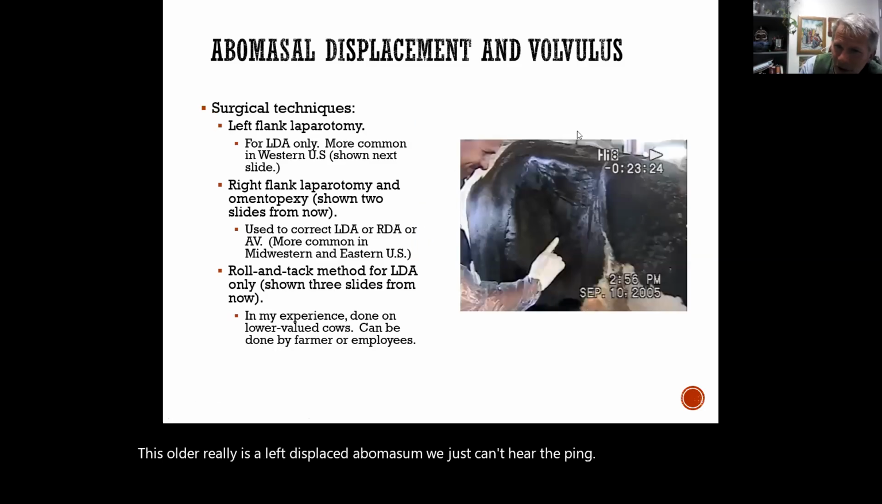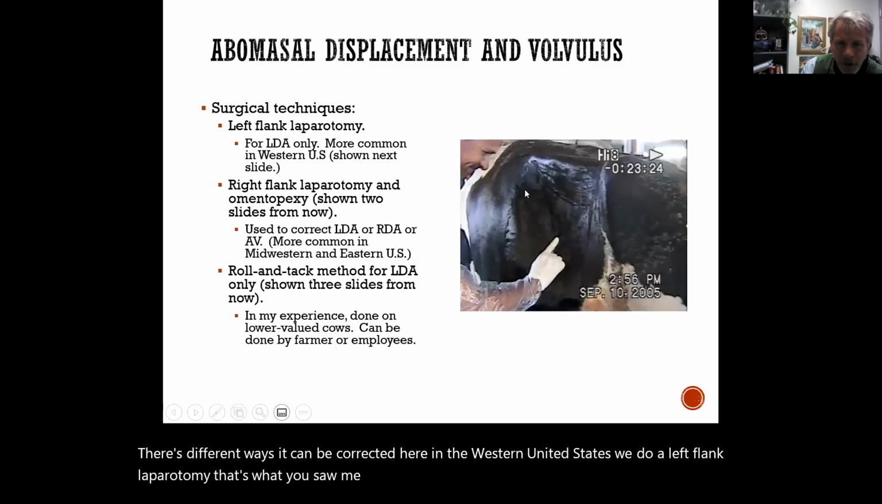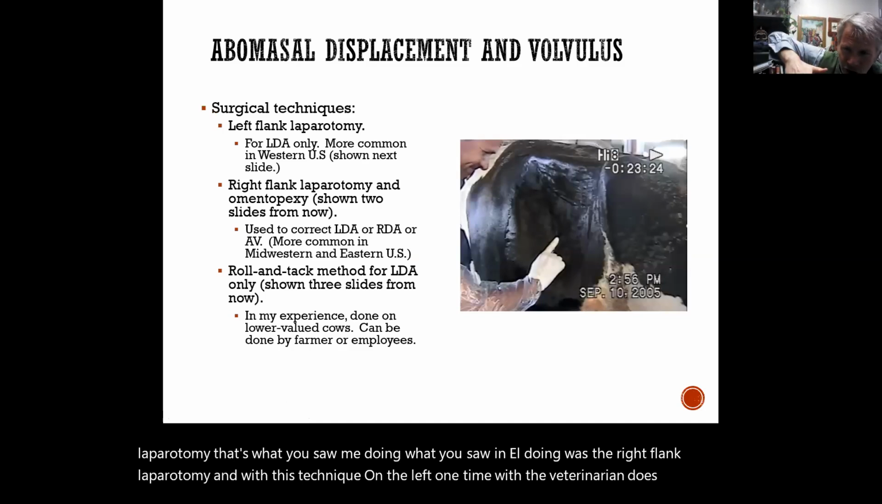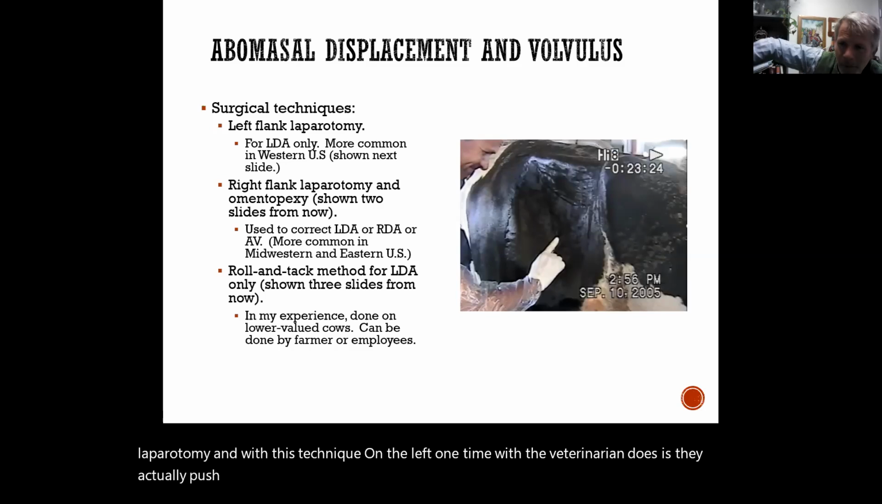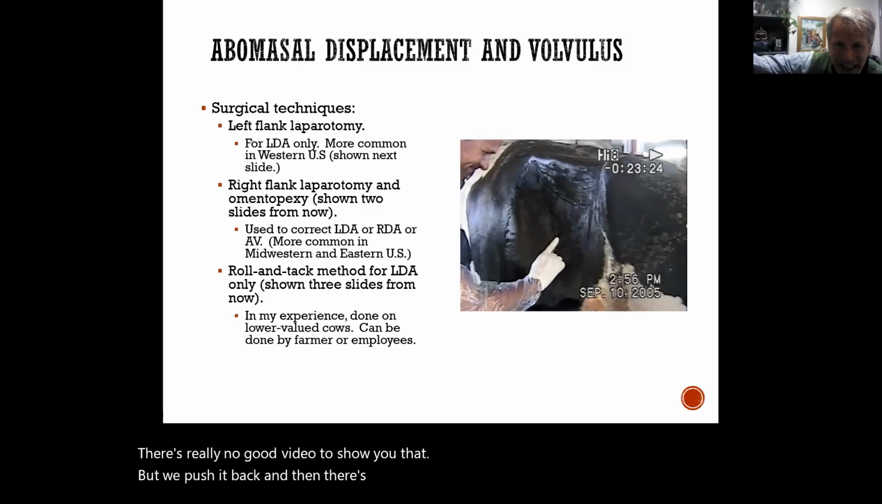There's different ways it can be corrected. Here in the Western United States, we do a left flank laparotomy. That's what you saw me doing. What you saw Nell doing was the right flank laparotomy. And with this technique on the left, what the veterinarian does is they actually push the abomasum back onto the right side underneath. There's really no good video to show you that, but we push it back, and then there's a way of actually tacking it to the body wall.